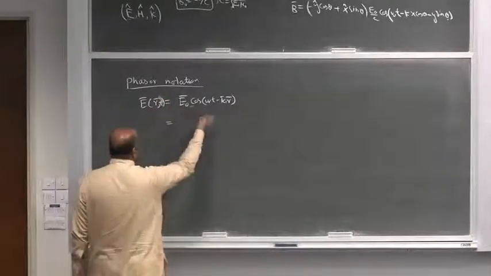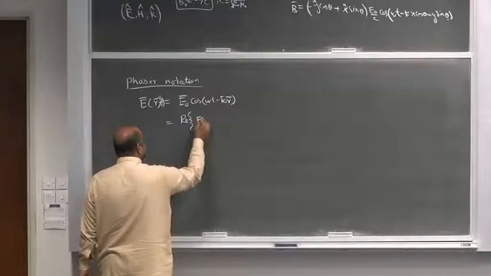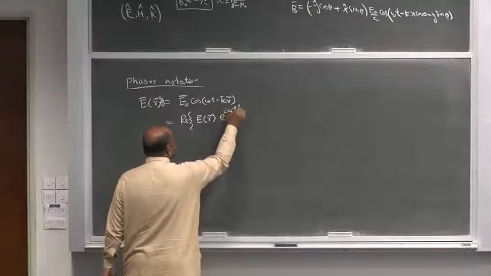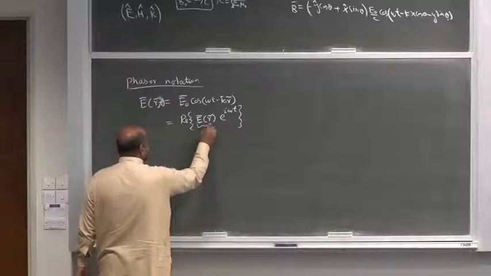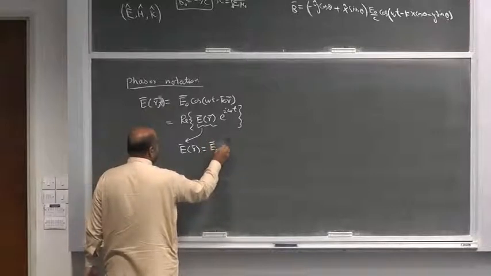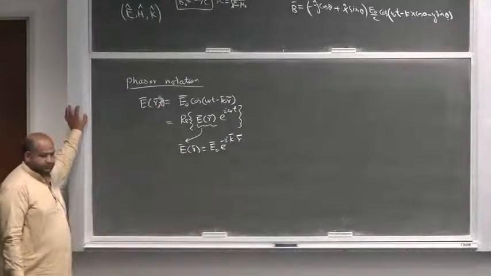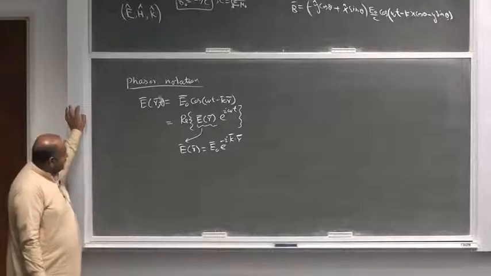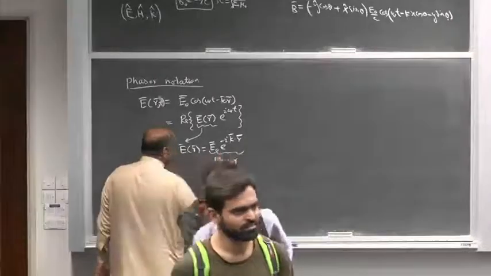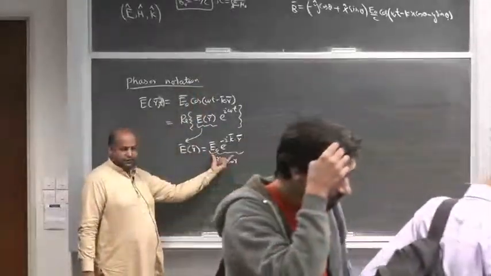we can equivalently express it like this, that this is the real part of this function, where this thing is E naught e to the power minus iota phi, E naught. And this thing is called the phasor. So instead of writing this field, we only write this field.